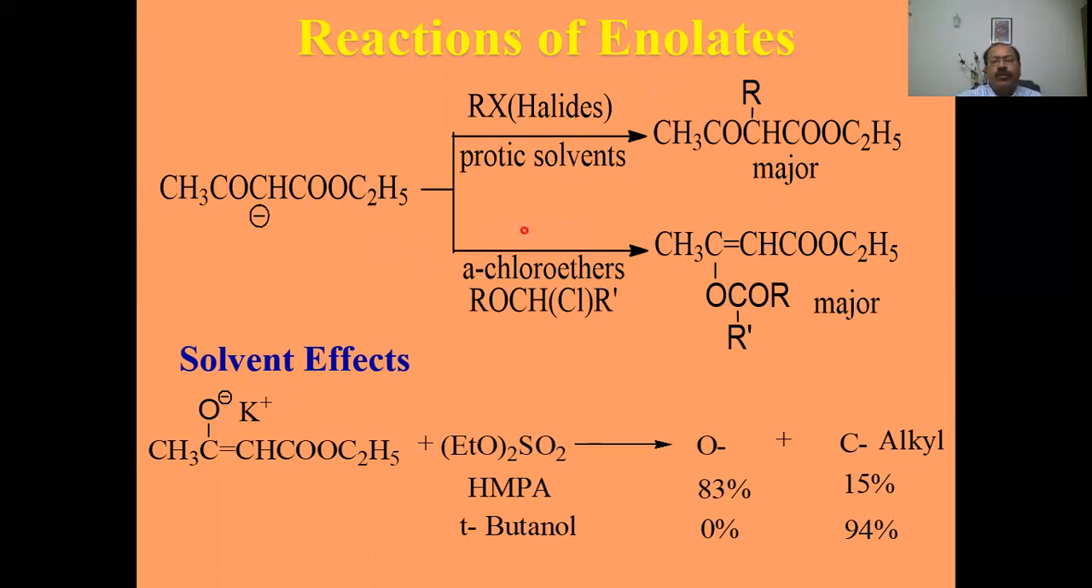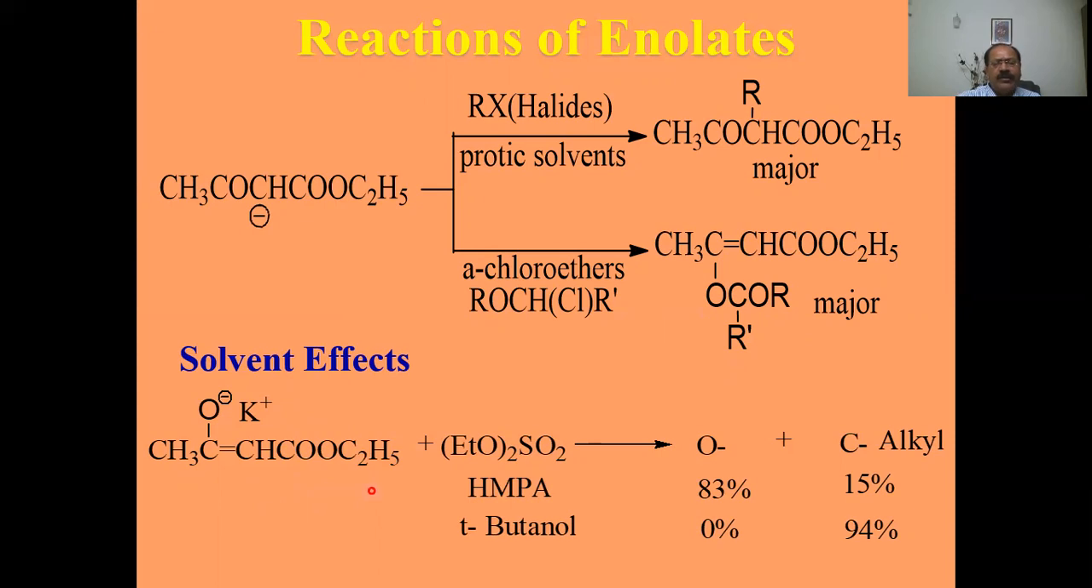Same reaction, if we were to do it in an aprotic solvent and with the alpha chloroether. Now compared to RX, here the CH from where the halogen will be lost is attached to an alkoxy group. The alkoxy group is donating electrons. That means it is making it harder. And therefore, the attack takes place on oxygen and gives rise to this as the major product. And we shall discuss C versus O alkylation in detail.